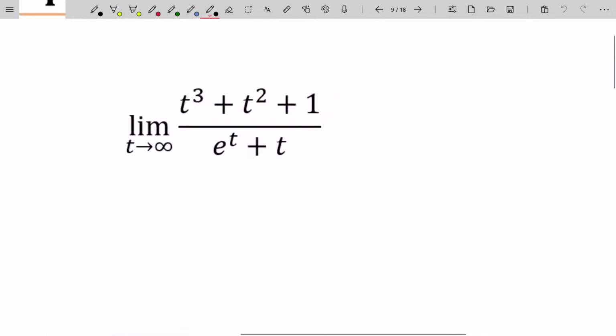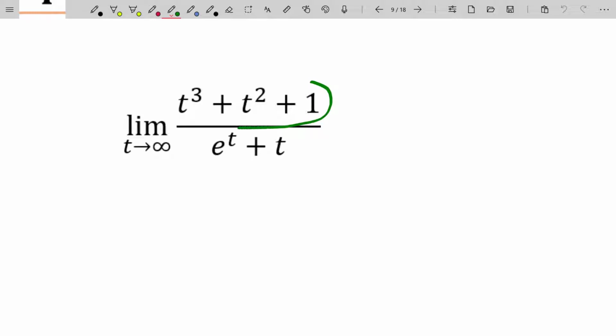Evaluate this limit as t goes to infinity of t cubed plus t squared plus 1 over e to the t plus t. Now, prior to this moment, you would not be able to actually evaluate this limit. You would be kind of stuck because there's no algebra you could do to simplify this down. And this is critical to understand as you look back at what your abilities were and what your abilities now are. It's very, very impressive, all the stuff you've gone through.